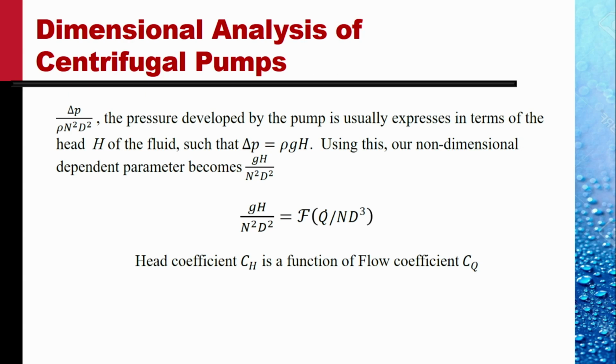The parameter g H by n square d square is termed as the head coefficient in pump engineering, and the parameter q dot divided by n d cube is termed as the flow coefficient C Q, such that C H now is a function of C Q. The dependent non-dimensional parameter is a function of only one independent parameter, and of course the geometry of the pump, which we have not written but is understood all through. So all pumps will have to be geometrically similar.